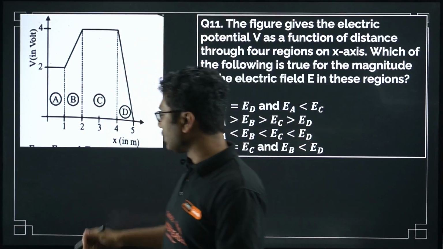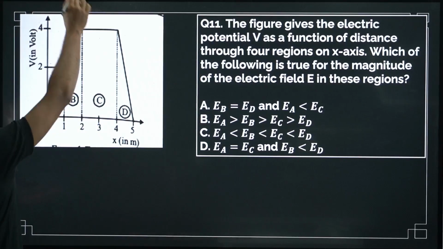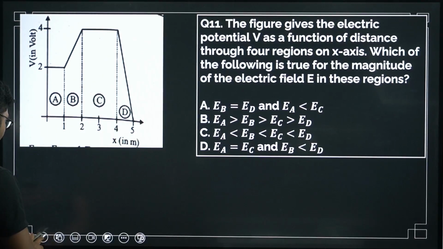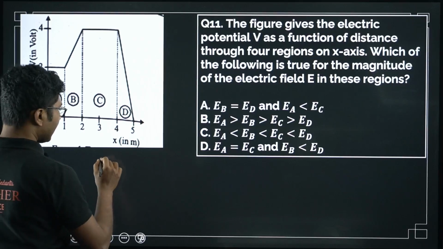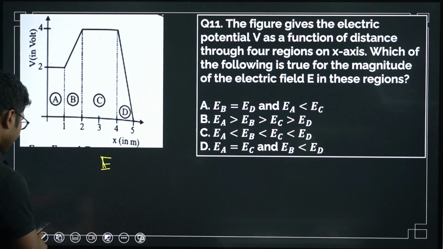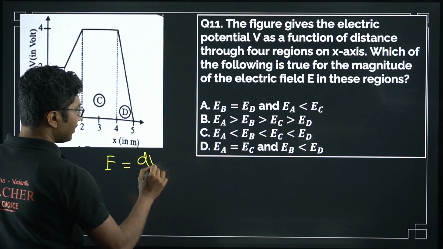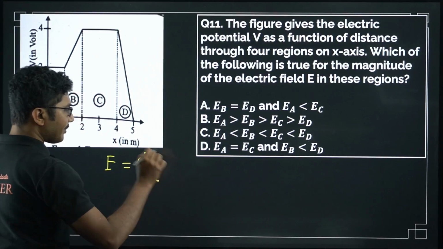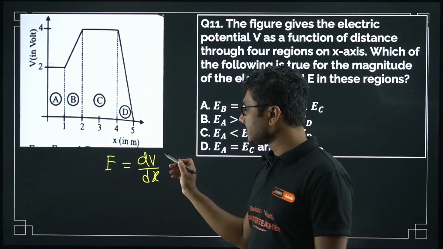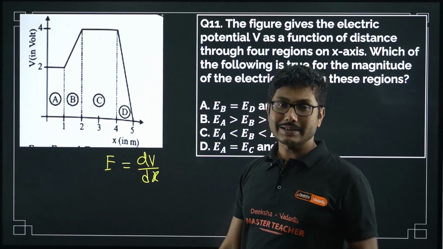So as you can see, what is the relationship between potential and electric field? This is the potential, and this is how it is changing with distance. We know that the relationship between electric field and electric potential is given by E equals dV by dx. There is a negative sign, but for now I am ignoring that. So we have to calculate how fast the potential is changing with respect to x. That will give you the highest electric field.